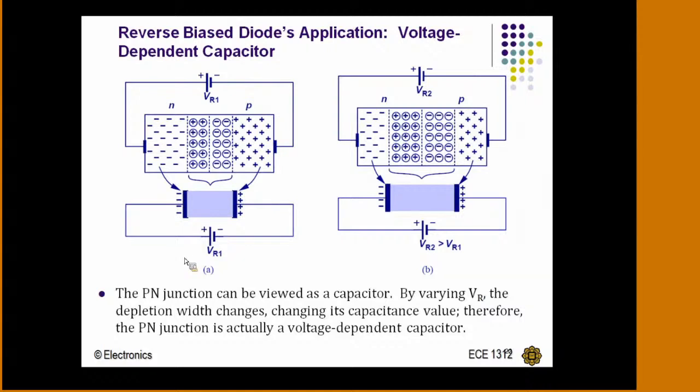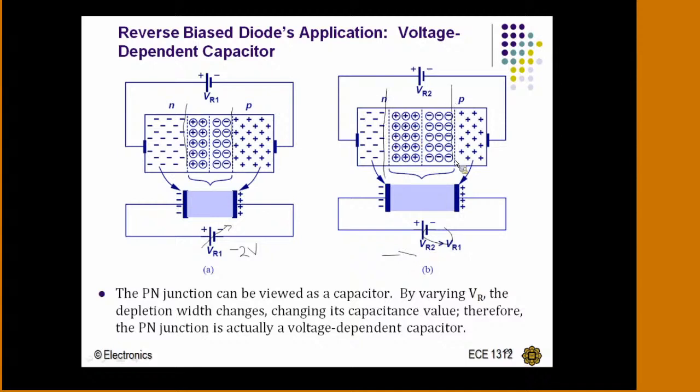And now see here what is happening. VR is nothing but reverse voltage. I am assuming my reverse voltage is minus 2 volts, for example, a small voltage you are applying. For this small voltage, this is the width of the depletion region initially. If you still increase the reverse voltage to minus 5 volts, what is going to happen?